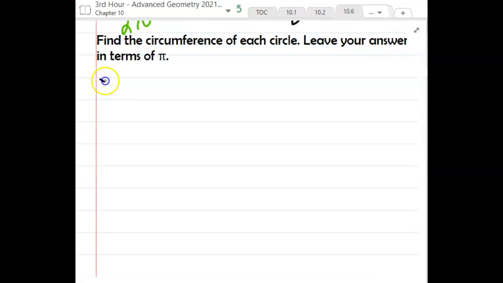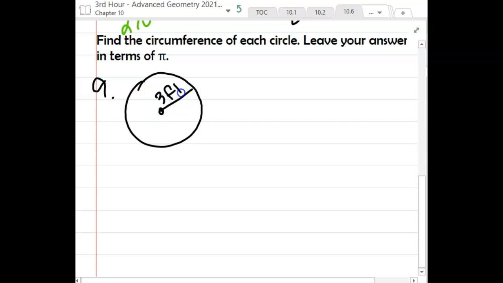Okay, last thing we're going to do is finding circumference. Now this says to leave your answer in terms of pi, which means to find the circumference, there's two ways. You can either take pi times diameter or 2 pi r. It just means you're going to leave the pi as pi. You're not going to approximate, not turning it to a decimal. Just leave it as pi. So number 9, let's draw a circle that has this dimension of 3 feet.